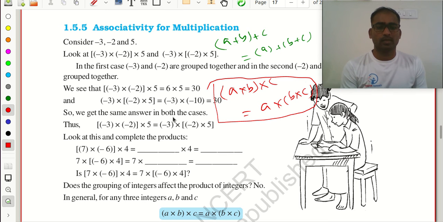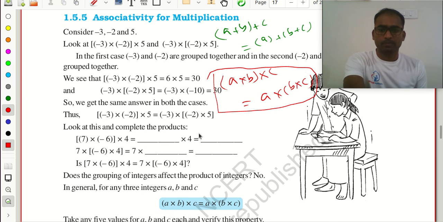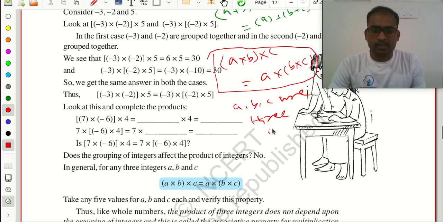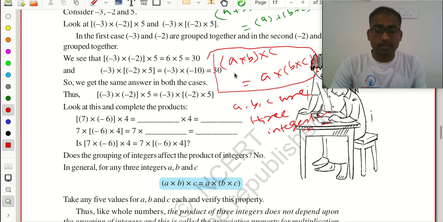This is the thing. Is this clear? This is the associative property for multiplication. Here, a, b, c are three integers. Clear? And we need to follow this equation. Then we can say these integers are associative under multiplication.